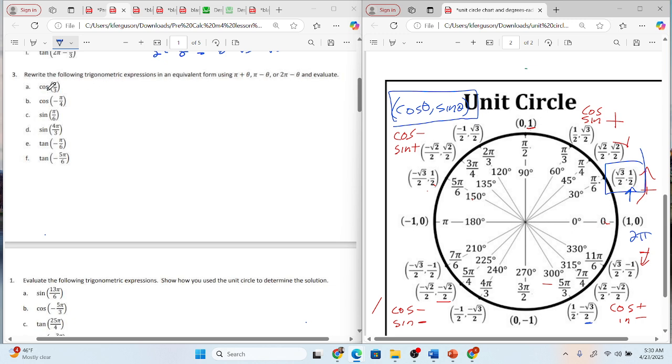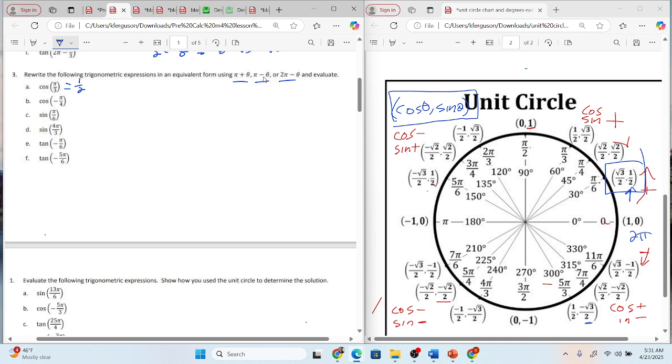So let's jump right in with cosine of pi over 3. Pi over 3 is 60 degrees, so cosine of 60 degrees is positive 1/2. Now let's look at the 3 different versions and see what we get. So pi plus theta. Pi is 180, let's add 60 degrees to that. 60 degrees puts us right here. Does that give us a positive 1/2? Nope, so that's not it.